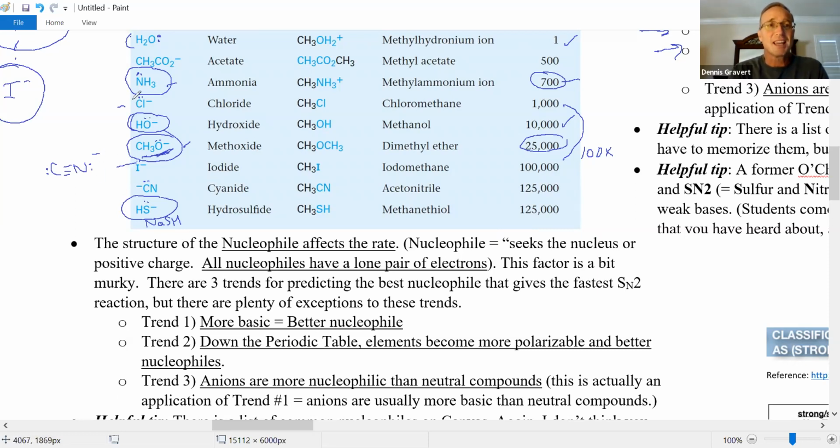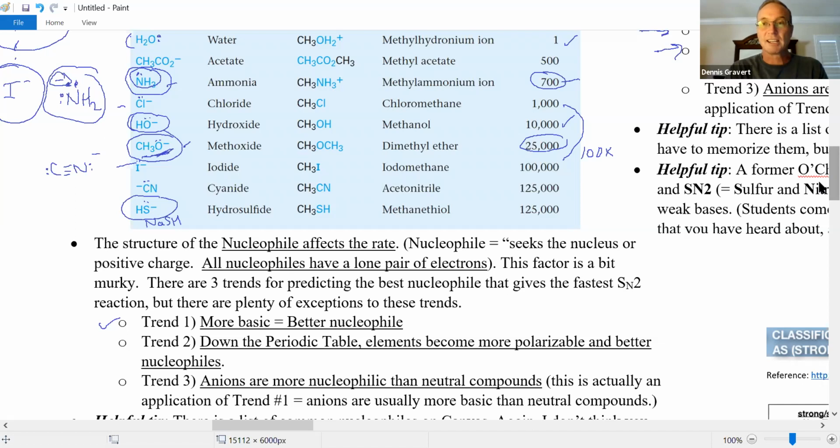But it's true. I don't have it up here, but if you had nitrogen anion compared to ammonia, you'd say, oh yeah, negative nitrogen's a better base than the weak base NH3. So you would already use trend 1, saying this is more basic, it should be a better nucleophile. Trend 3 is saying, hey, but this is negative and this is neutral, so that fact alone should make it a better nucleophile. For me, it's the same thing. Being negative makes it a better base. That's trend 1.